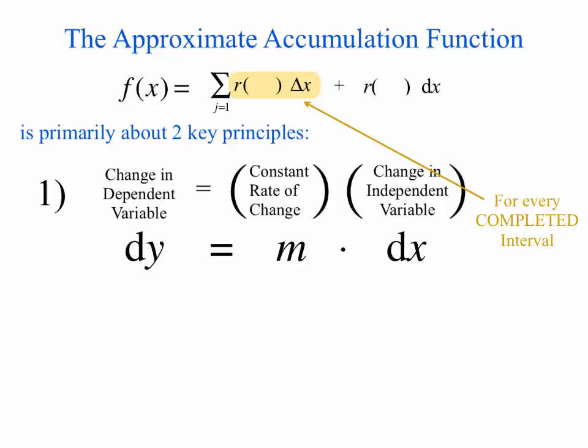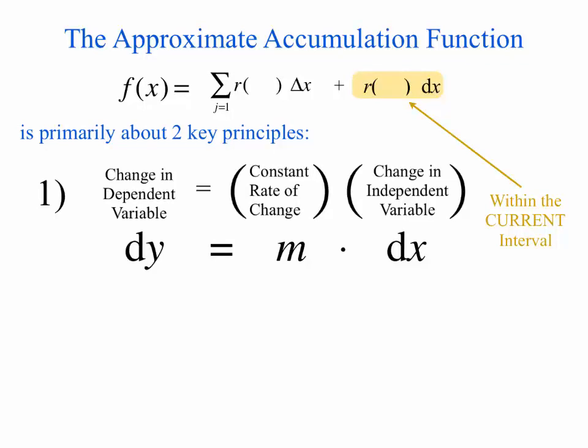Okay, anywhere else? Does it show up anywhere else? Yeah, where? Okay? Right. Within the current interval, you have an amount of change of the dependent variable calculated the same way. Constant rate times dx.